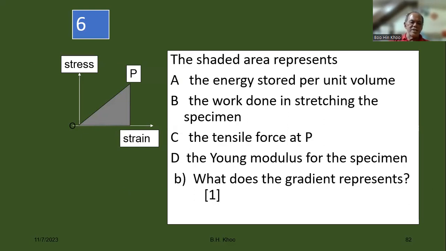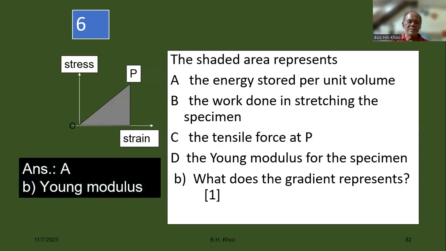This is a stress-strain graph. The shaded area under a straight line, what does it represent? Energy stored per unit volume. What does the gradient represent? Young's modulus.